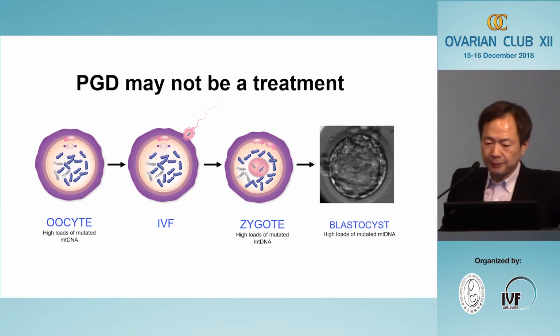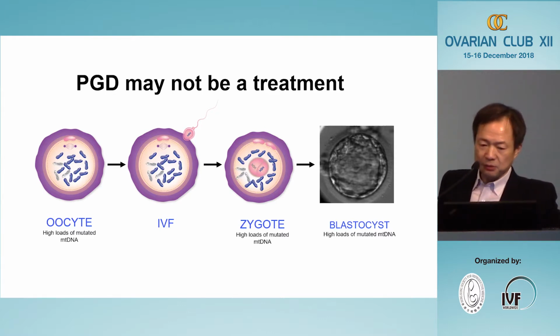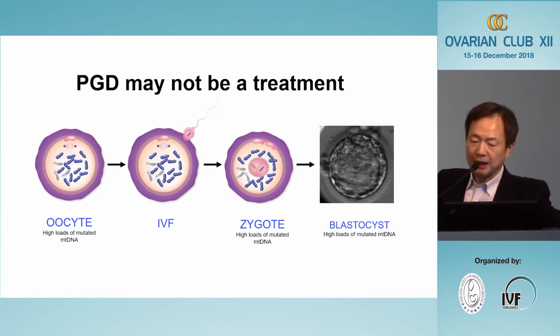So the idea of using nuclear transfer to treat mitochondrial DNA disease is basically to take the DNA from the mutated egg into the healthy eggs. Why do we not use PGD? I will explain why PGD may not be an ideal option.